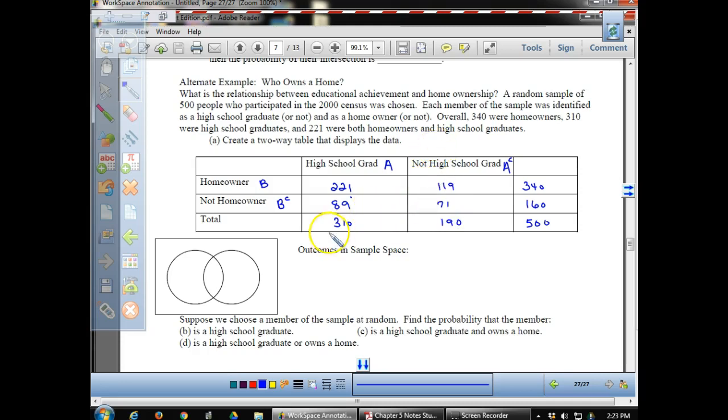Now I want to show you what these cells hold. These are what are called marginal distributions or marginal cell counts. Marginal.